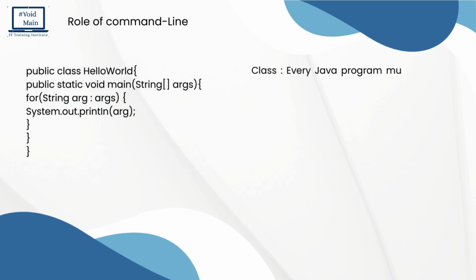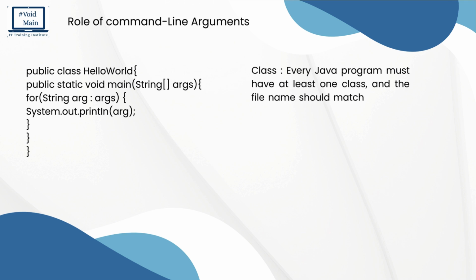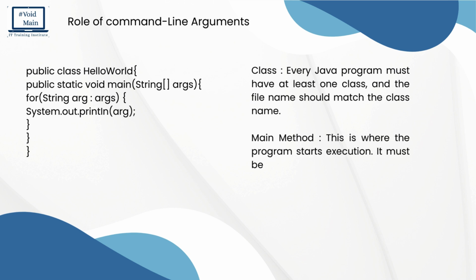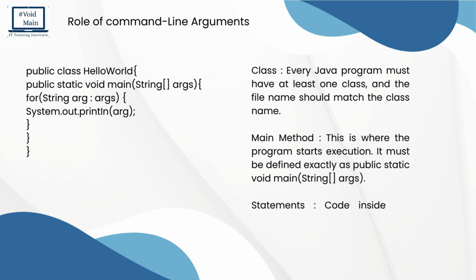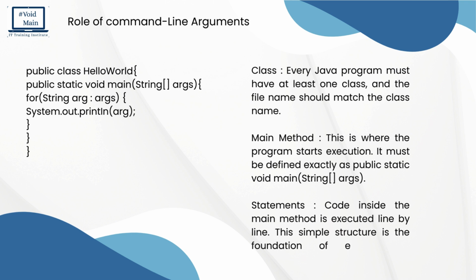Class, every Java program must have at least one class, and the file name should match the class name. Main method, this is where the program starts execution. It must be defined exactly as public static void main String args. Statements, code inside the main method is executed line by line. This simple structure is the foundation of every Java program.